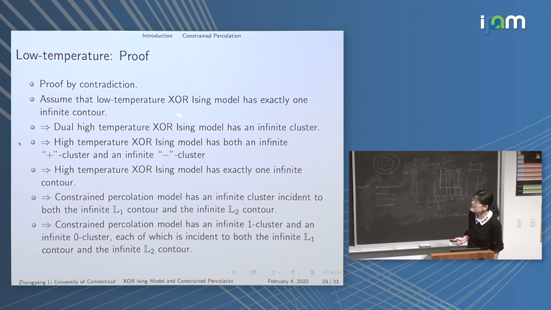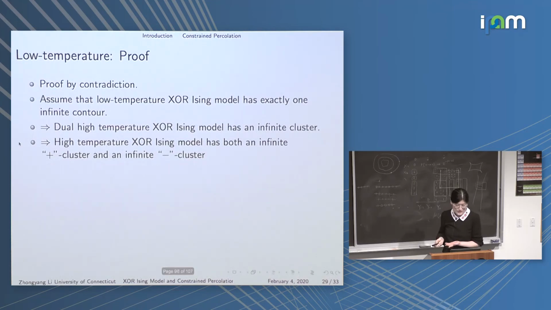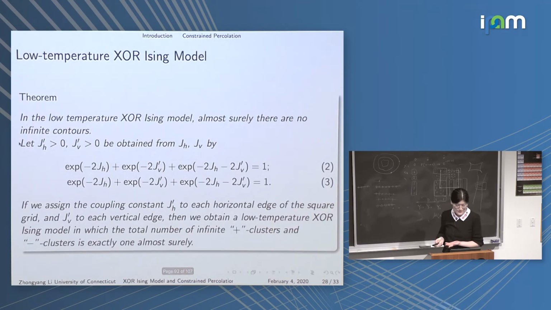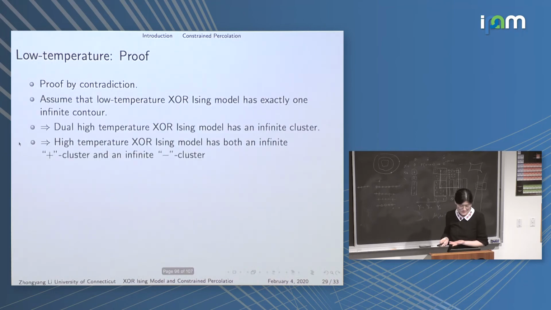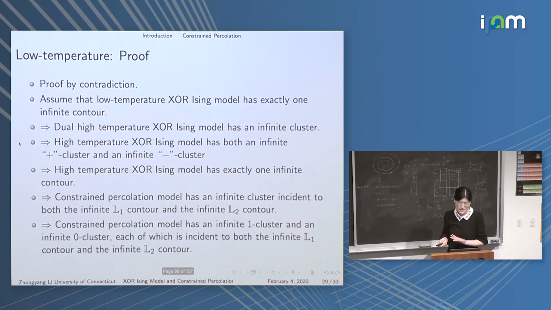First of all, the low temperature XOR Ising model cannot have an infinite contour. If it has an infinite contour, because of duality, then in the dual high temperature XOR Ising model, there must be an infinite cluster. But in the dual high temperature Ising model, we have already shown that we cannot have an infinite cluster. So in the low temperature XOR Ising model, we cannot have an infinite contour.